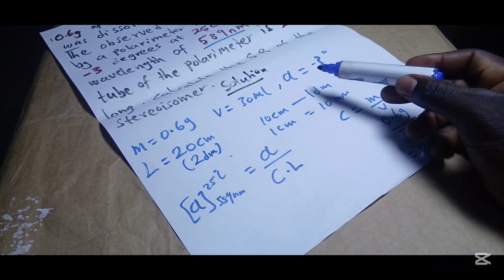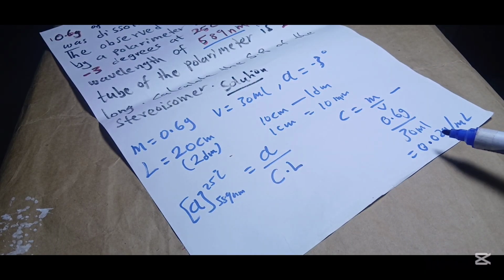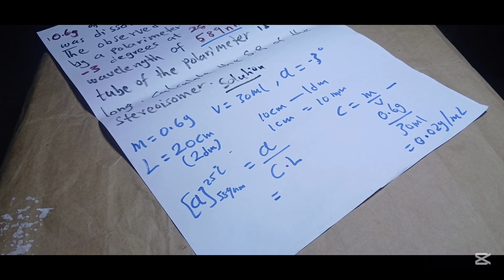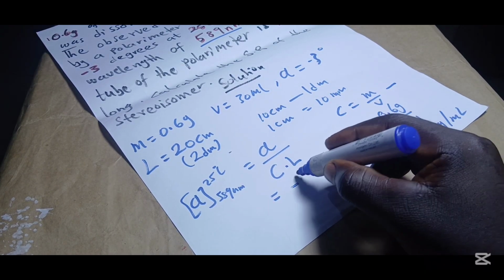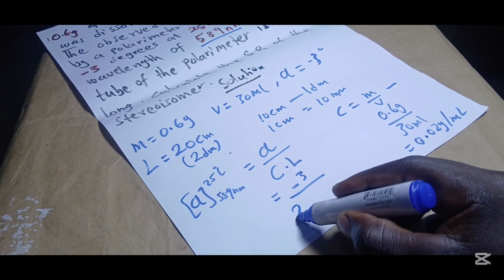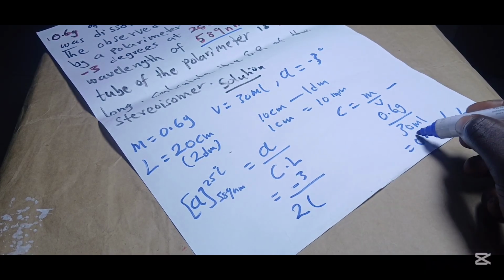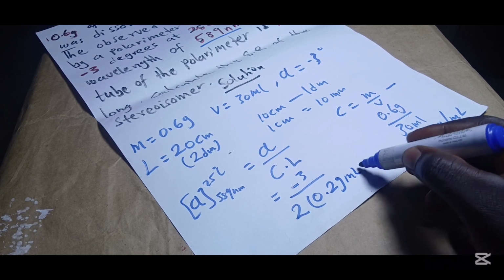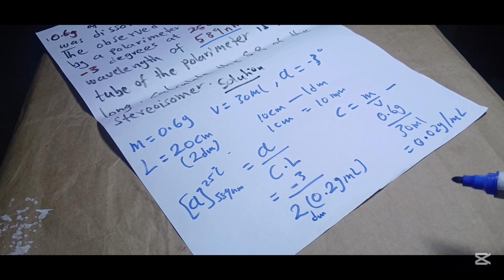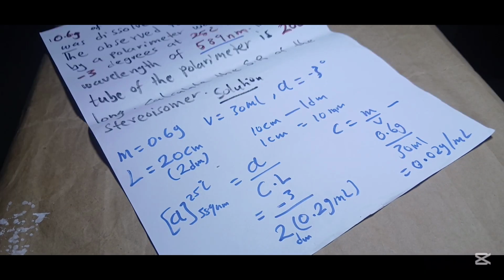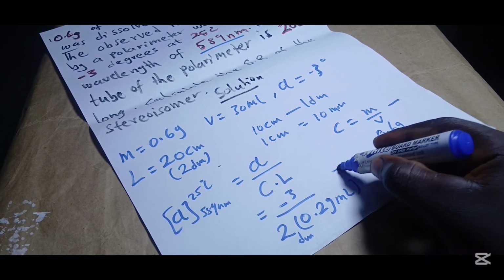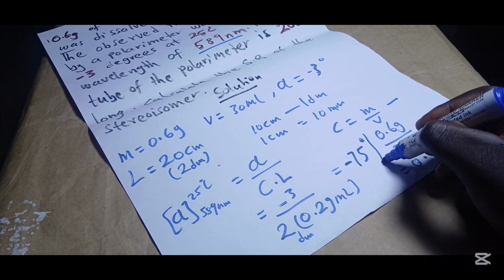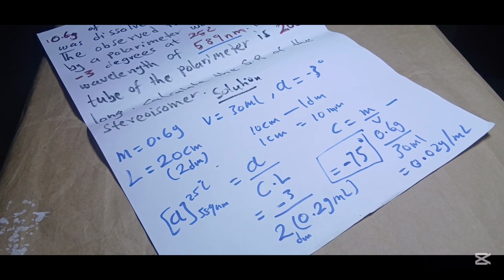So now that we know our specific rotation in degrees, our concentration in gram per milliliter, and our length in decimeter, we can do substitution. So minus 3 over length multiplied by concentration, 0.02 grams per milliliter. The length is in decimeters, sorry. So this will give us minus 75 degrees. That is our answer for this problem.